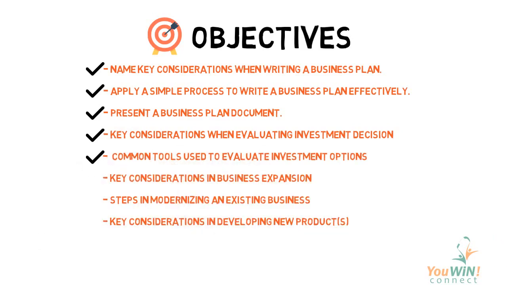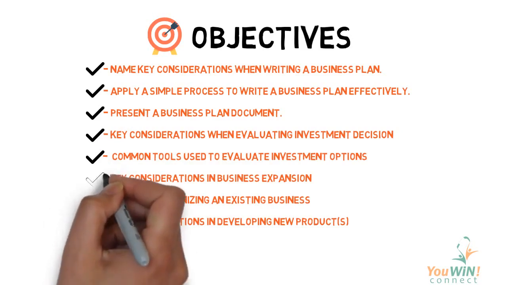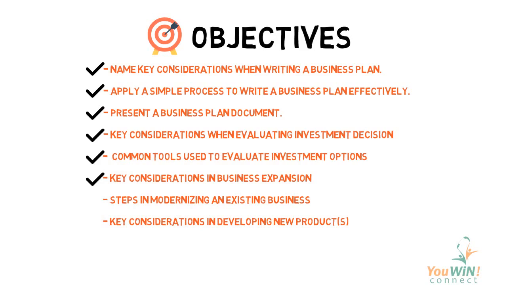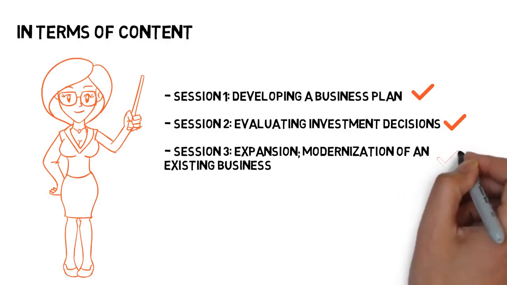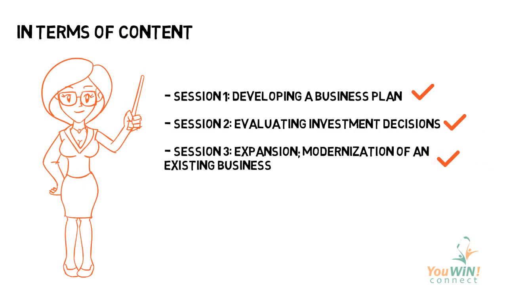We will learn common tools and techniques in evaluating investment options. We will know key considerations in business expansion. This module will also culminate in us learning steps in modernizing an existing business and, of course, key considerations in developing new products. In terms of content, we'll learn developing a business plan in session 1. In session 2, we'll look at evaluating investment decision options. And in session 3, we'll look at expansion and how to modernize an existing business.